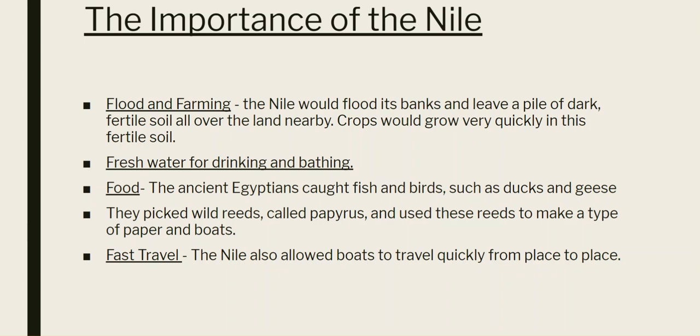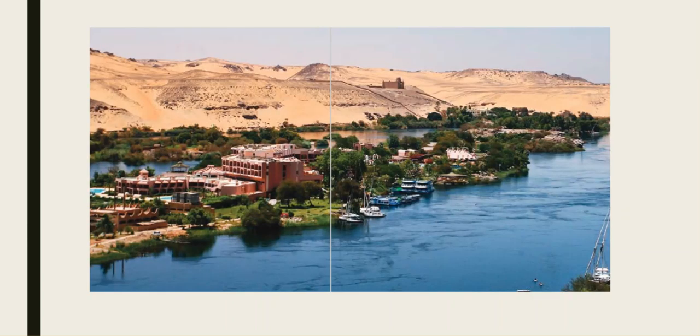Food. The ancient Egyptians caught fish and birds such as duck and geese. They picked wild reeds, which are like a weed that grows in water. They used these reeds to make a type of paper and boats. Fast travel. The Nile also allowed boats to travel quickly from one place to another.